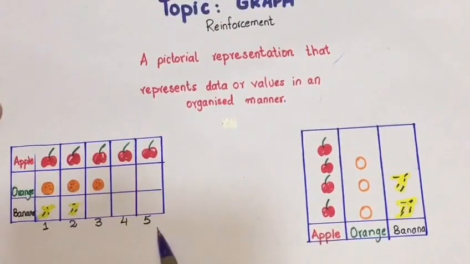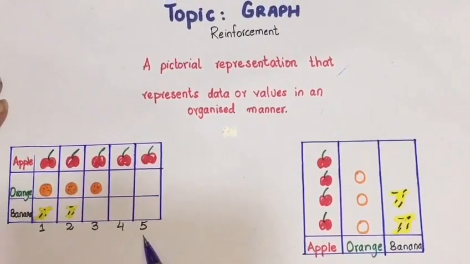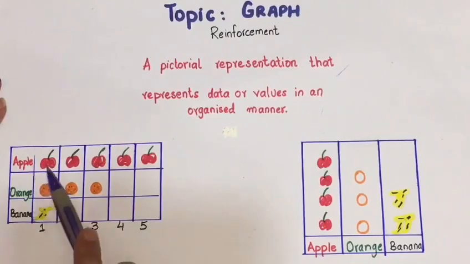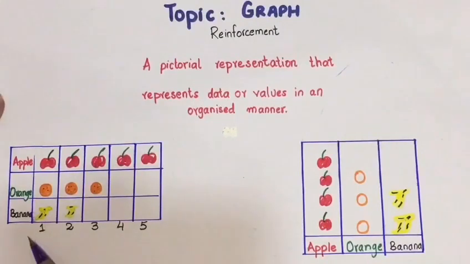On the horizontal side, you can see that there is a scale and it is representing one value. That means 1, 2, 3, 4 and 5. Each picture is representing one value. Here you can see there is no scale, so we are just going to count the number of pictures. 1, 2, 3, 4. I have 4 apples, 1, 2, 3 oranges and 1, 2 bananas.